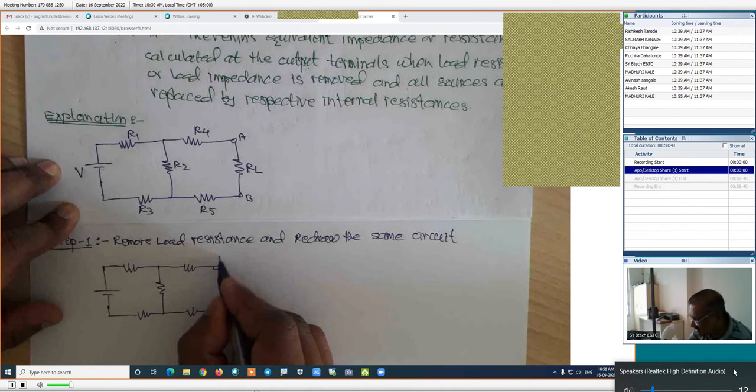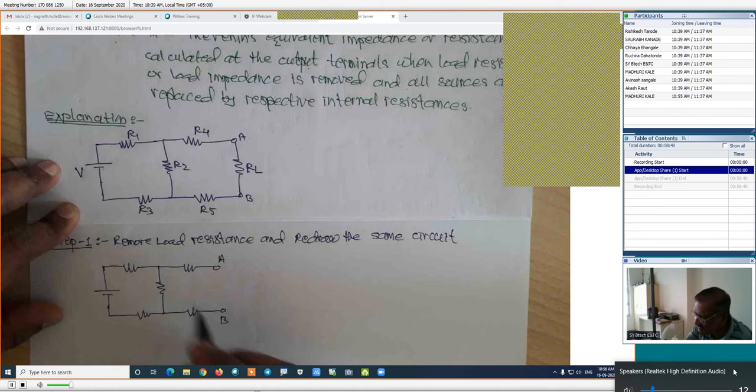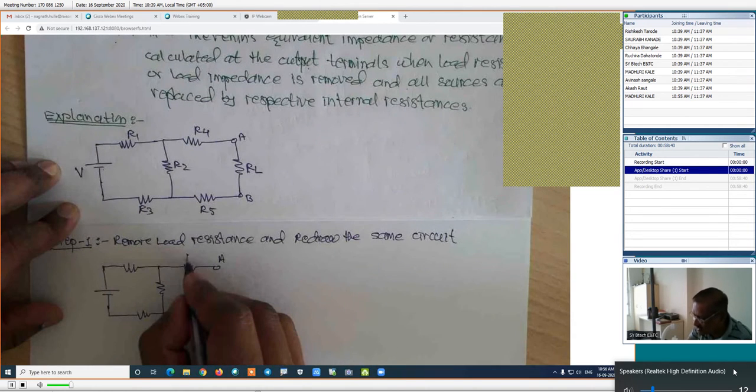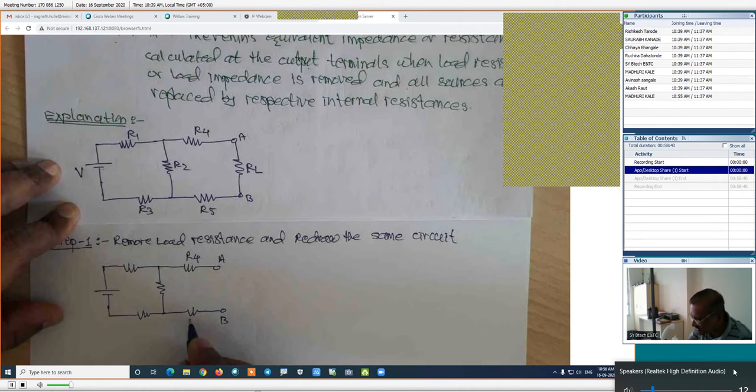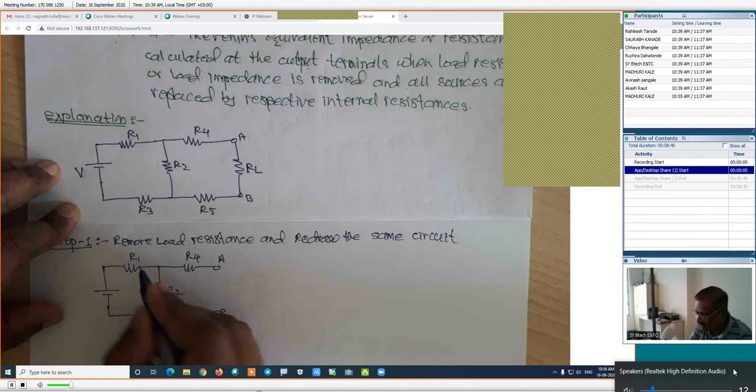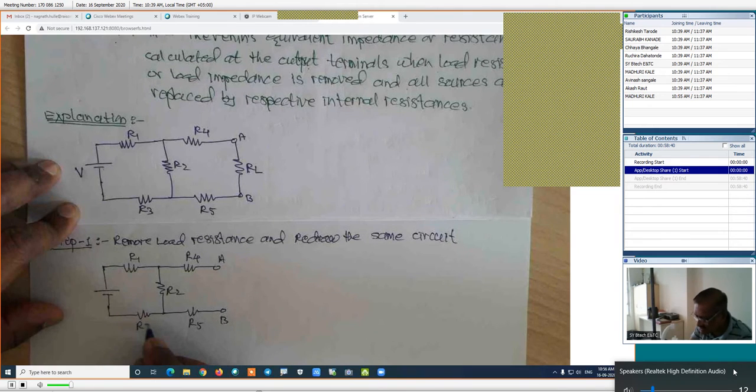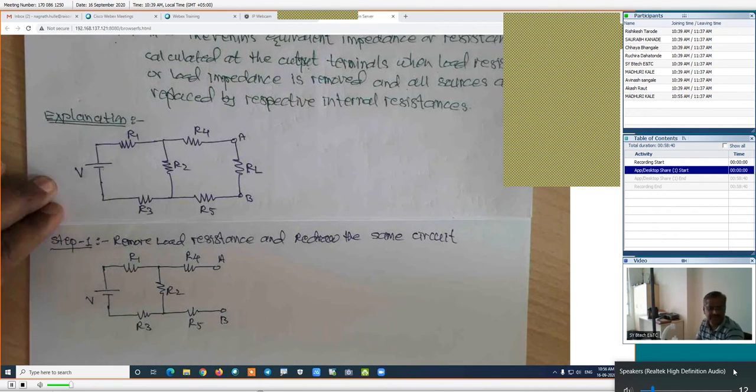This is A terminal. This is B terminal. We have just removed this load resistance. Which is the load resistance? The resistance in which current is asked is the load resistance. This is step number 1. No need to use any mind in step number 1. Just remove the load resistance and copy it.